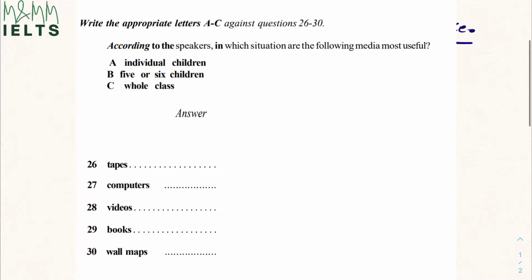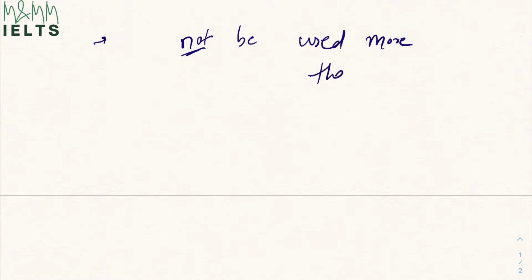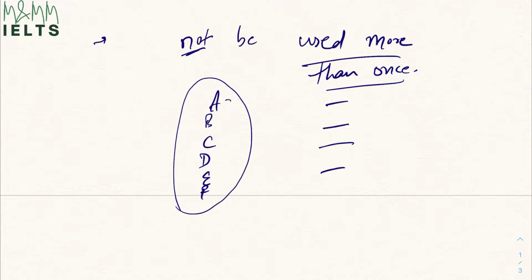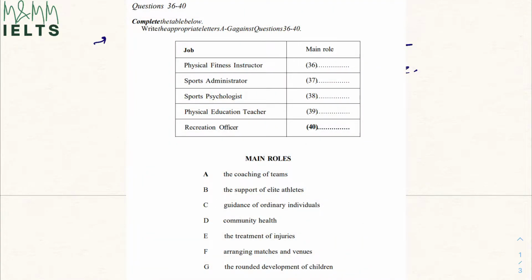And this is how this question looks in the real exam. Whereas the second type is where the options will not be used more than once, which simply means that there would be more options, let's say A, B, C, D, E, and F, and fewer blanks, let's say 3 or 4. Out of these, you just have to pick the correct answers and put them in the correct spaces. So you might be left with a couple of options which do not match any of the questions. And this is how this question looks in the real exam.